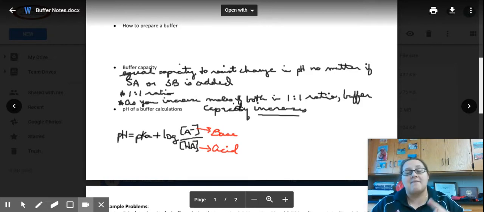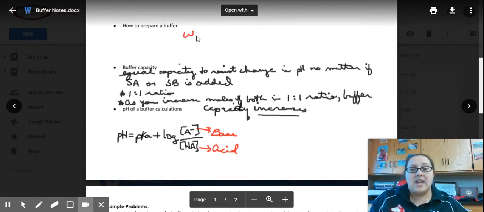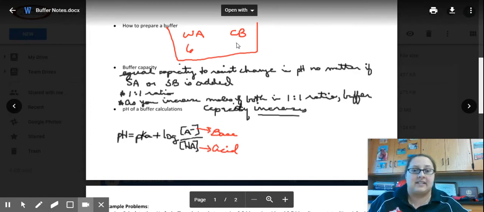So there are two main ideas with buffer capacity. I talked about, on how to prepare a buffer, that you want a 1-to-1 mole ratio. So if I have a weak acid and conjugate base present in my beaker, I want just as many weak acids as I do conjugate bases. Let's say I have 6 weak acids and 6 conjugate bases. This is just an example of the main idea. This is a 1-to-1 mole ratio.